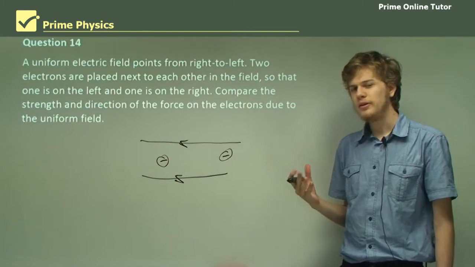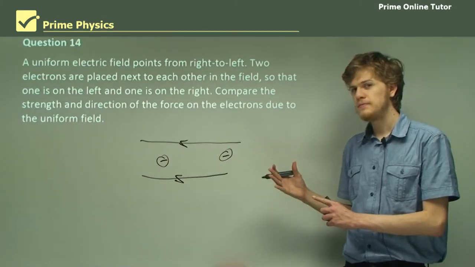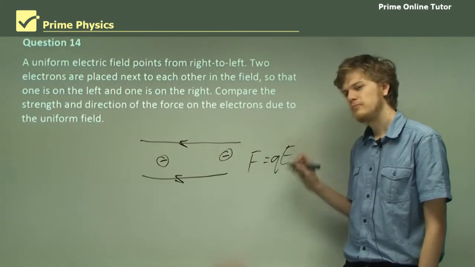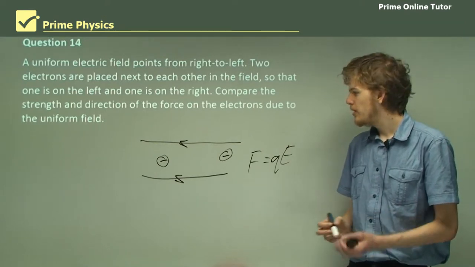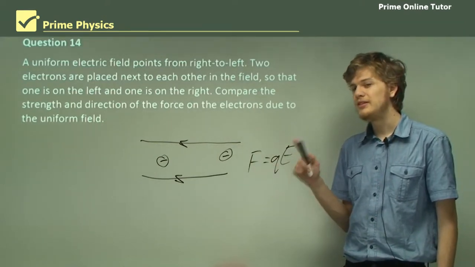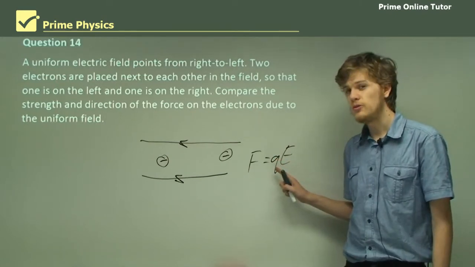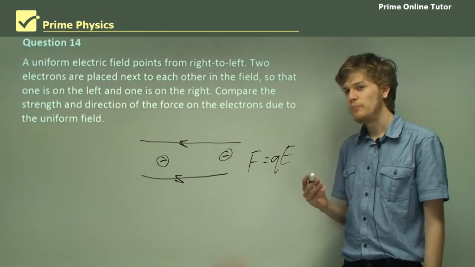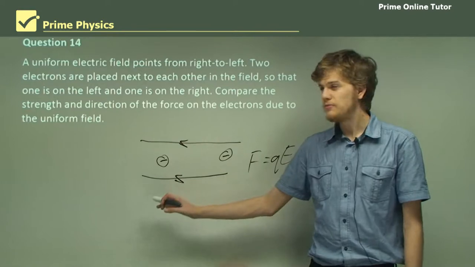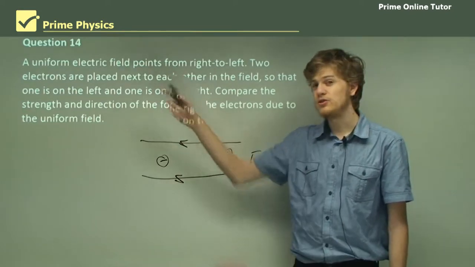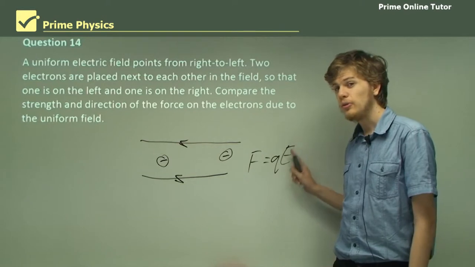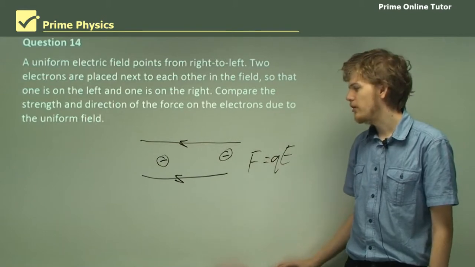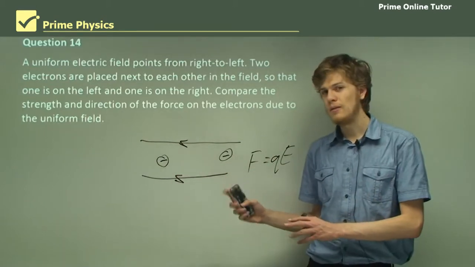Now, how do we determine the strength of the force on the electrons? Well, we use this equation, F equals QE. Remember that one? Now, the charge on each electron is going to be exactly the same. So Q is constant. The E on each electron is going to be uniform. It's always going to be pointing right to left. And the question, in fact, says that it's going to be a uniform field. So the capital E is constant. That means that the F must be the same for both electrons as well.